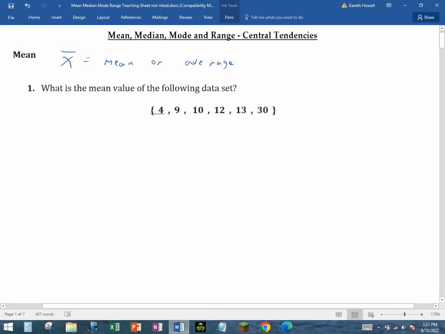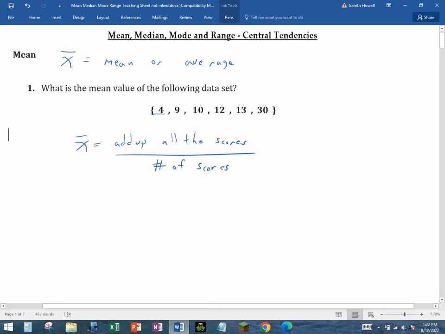So we're going to look at what the mean of the following set is. You probably know how to do this for sure, I'm assuming from before. So x bar is equal to, we add up all the scores and we divide by the number of scores.